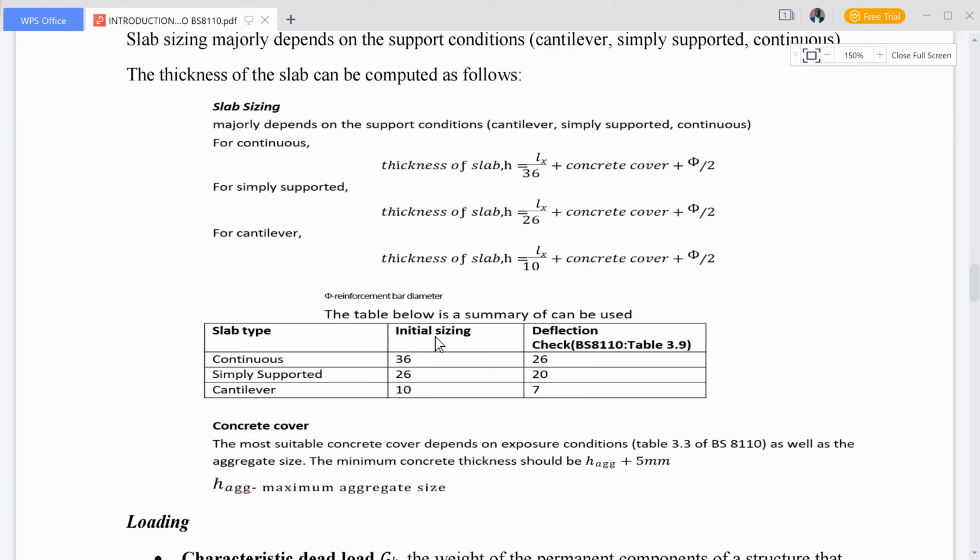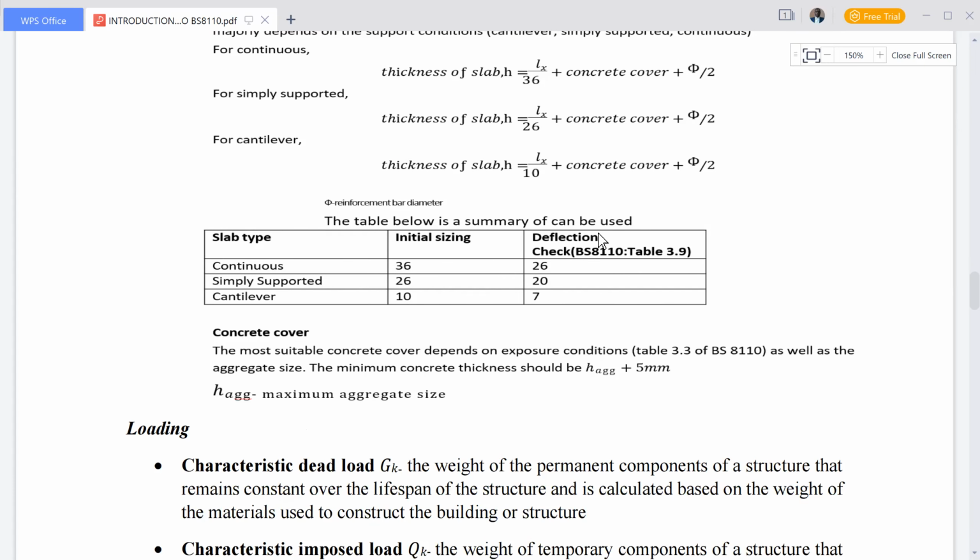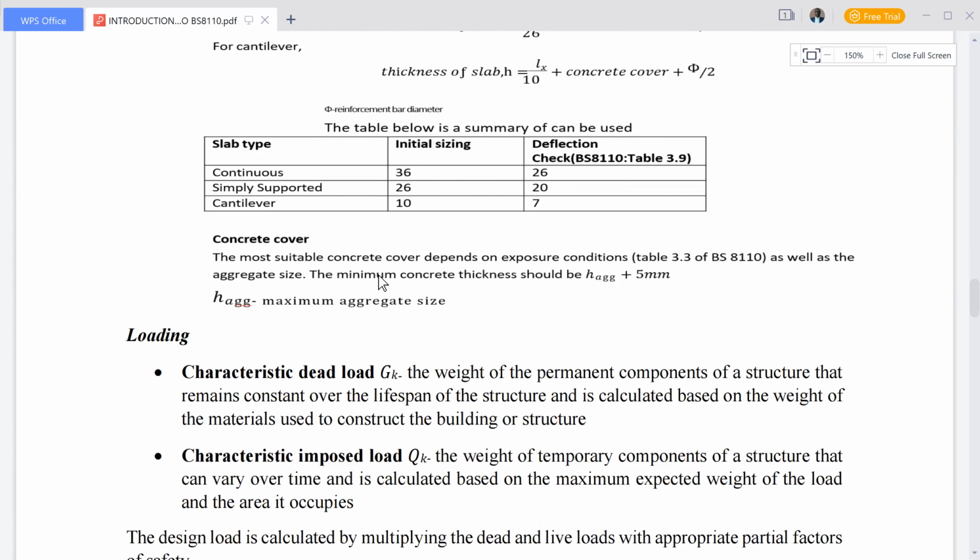So when doing initial sizing, for continuous slab, you use 36. For simply supported, 26, and for cantilever, you use 10. But for the deflection check, you will see in an example, you use 26 for continuous, 20 for simply supported, and 7 for cantilever. Now we have another thing we call concrete cover.